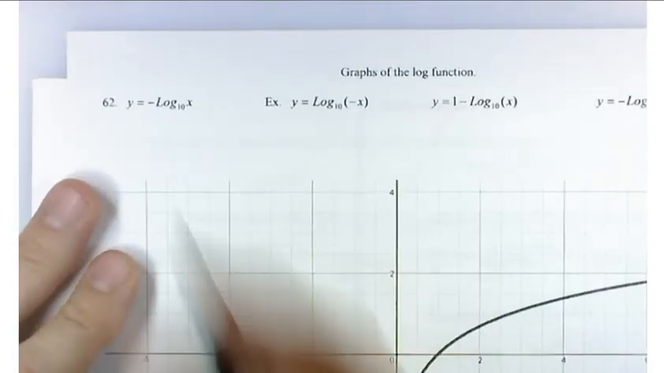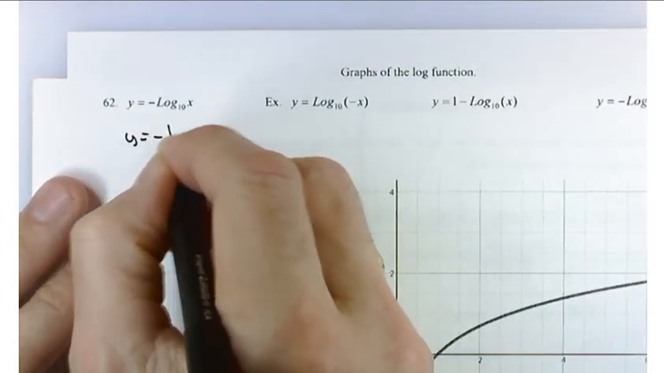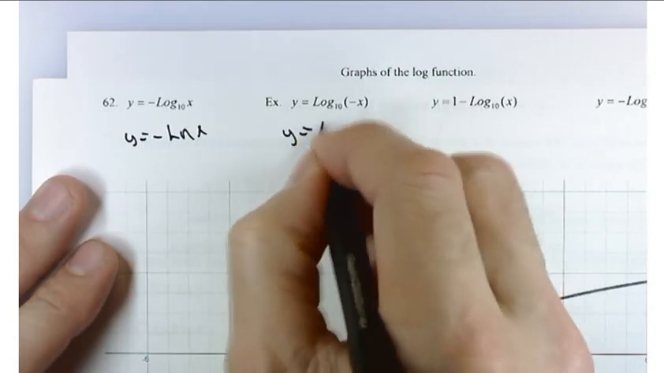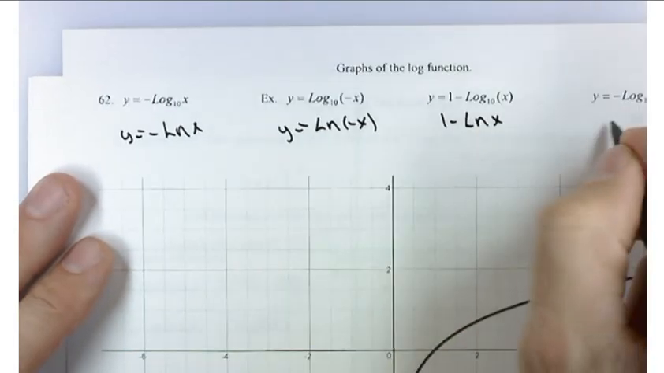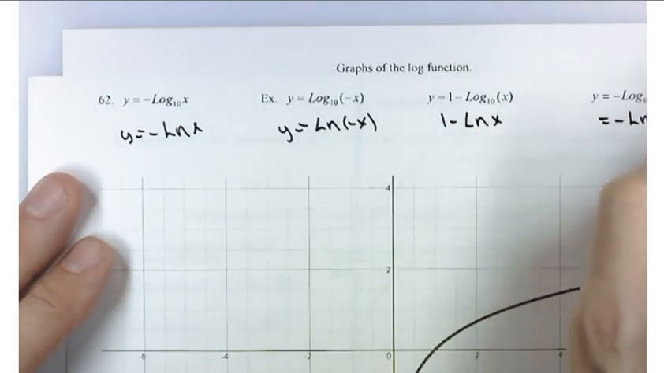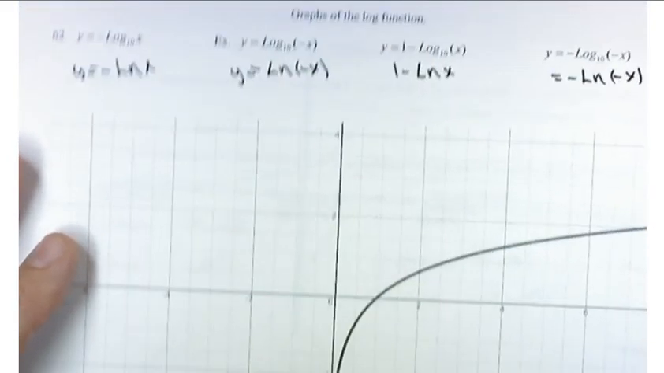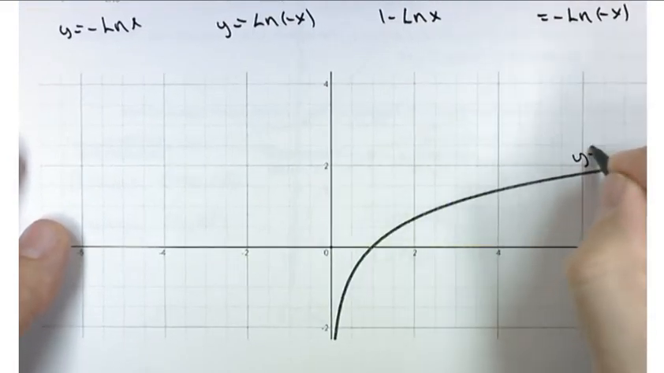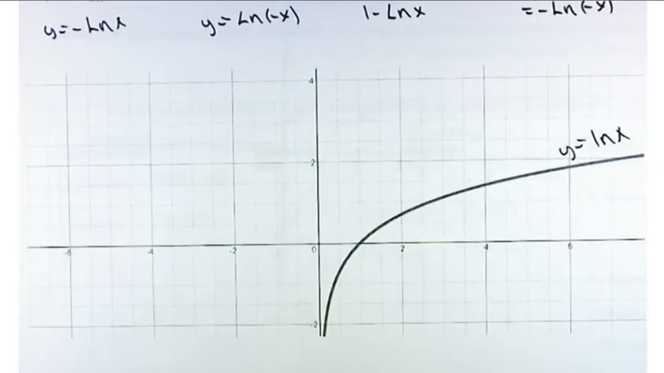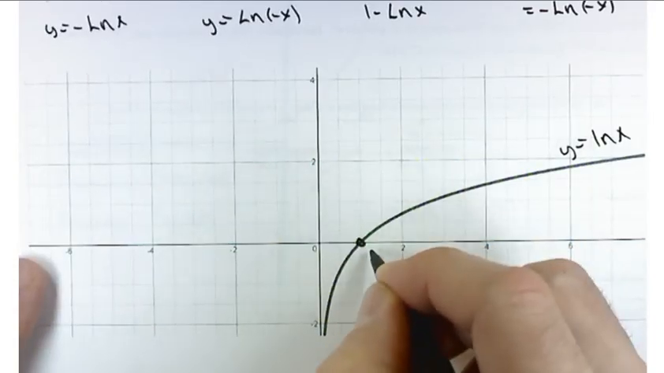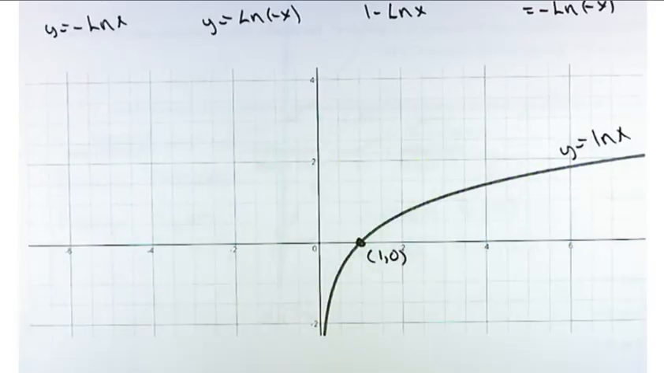Let's just write this as y equals negative ln of x, y equals ln of negative x, 1 minus ln of x, and minus ln of minus x. And that's just in recognition of the fact that I accidentally drew the wrong graph here. This is y is the ln of x. So same shape graph. The important thing to see is that it passes through 1 and 0. But let's see if we can't figure out what some of these other graphs are going to look like based on this graph, just by translating it and shifting it.